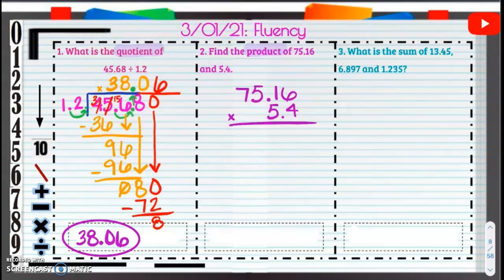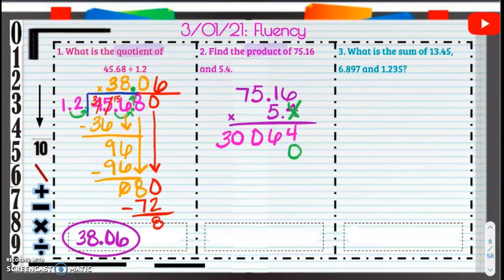4 times 6 is going to be 24. 4 times 1 is 4, plus 2, 5, 6. 4 times 5 is 20. 4 times 7 is going to be 28, plus 2 is 30. Now, we are done with our 4, so we're going to put a placeholder 0. We're also done with these remainders.